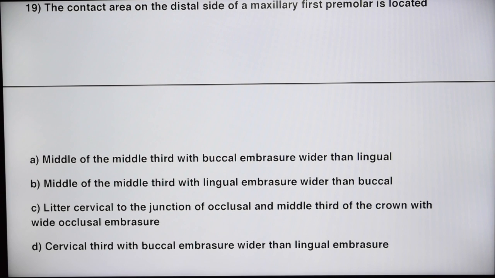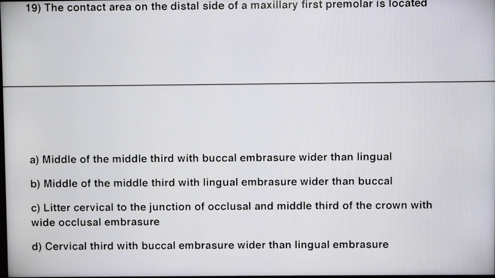Option C is appropriate. So to remember or to summarize various positions of contacts and contours, usually in case of anterior teeth, the contacts at the mesodistal level are found at the incisal third. In case of canines, they are almost found at the junction of incisal to middle third.